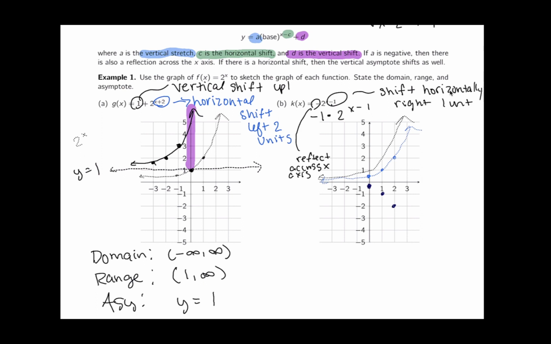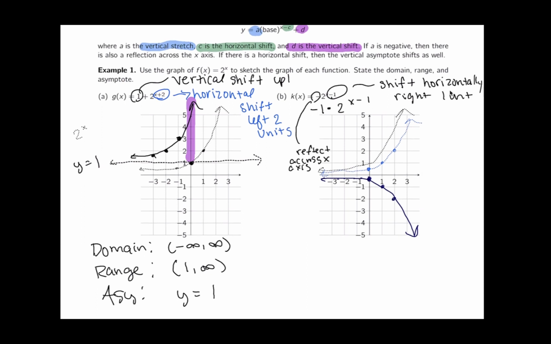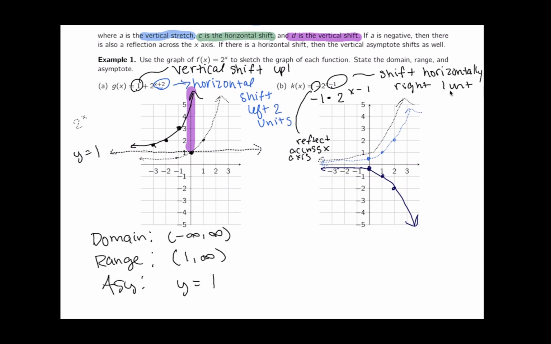Notice I've kept all those x values the same, but now the y values have flipped down to the negative side. It might be helpful to include a couple more points for negative x values. So I'm just going to sketch in a few more points that I'm seeing, and that's going to help me know that this is what my translated function would look like.